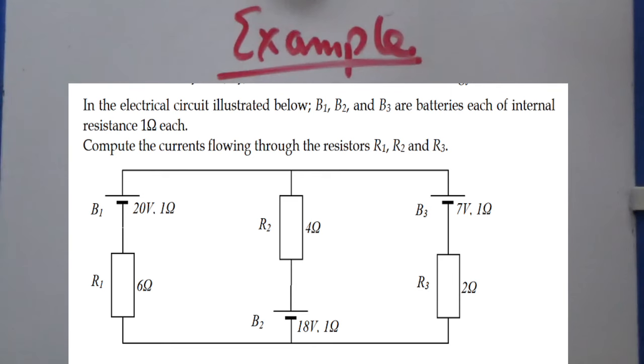And this example is a circuit, and it says that in the electrical circuit illustrated below, B1, B2, and B3 are batteries, each of internal resistance 1 ohm. So meaning that even the battery itself is contributing to the resistances in the form of their internal resistance, what we normally call small r.